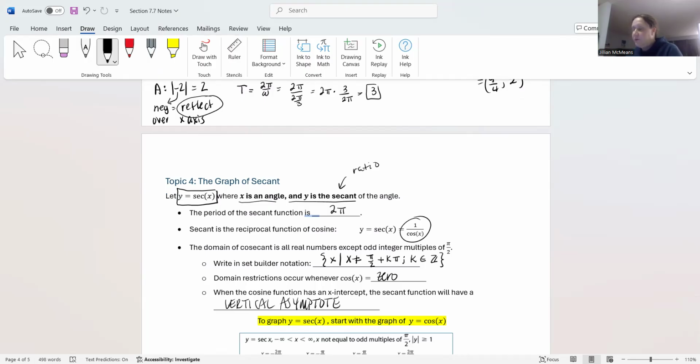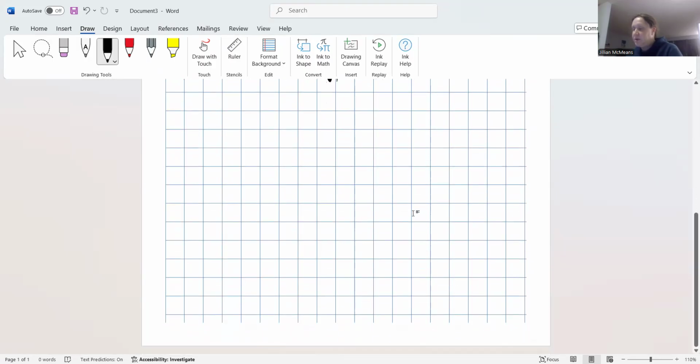So we have our graph of cosecant. Let's scroll down and start over with a graph of secant. Okay, so we're going to draw an x-axis. And remember, we're going to break our x-axis into radian measures. We have a y-axis.